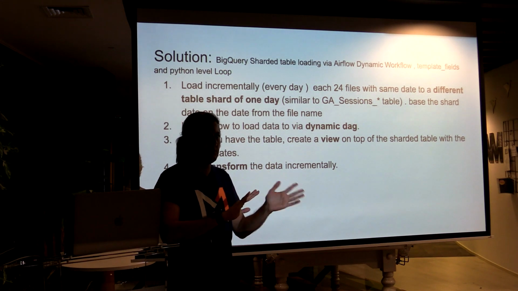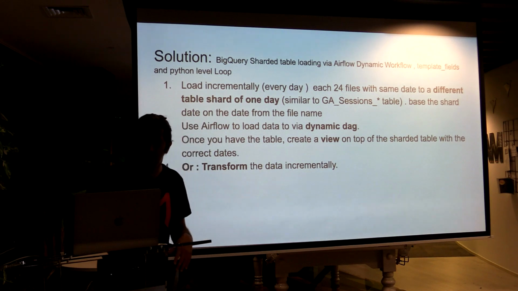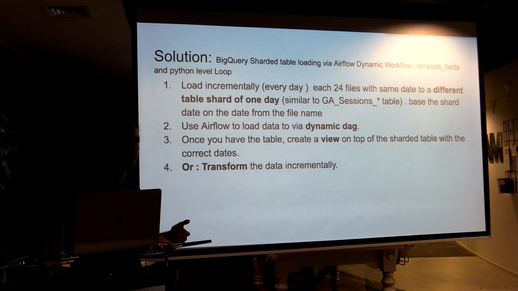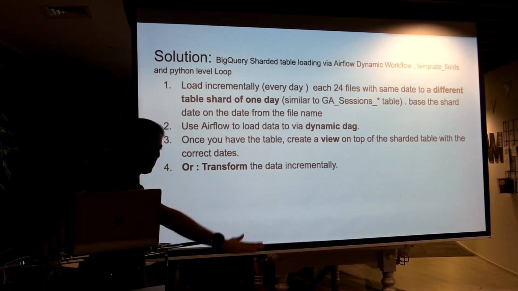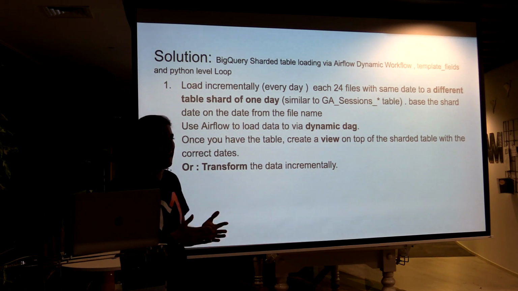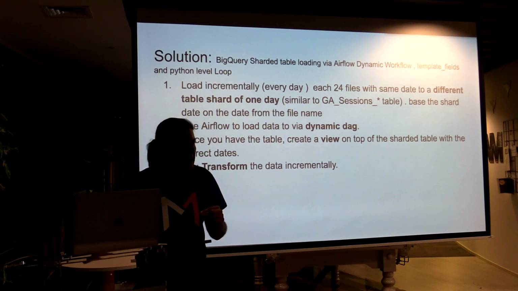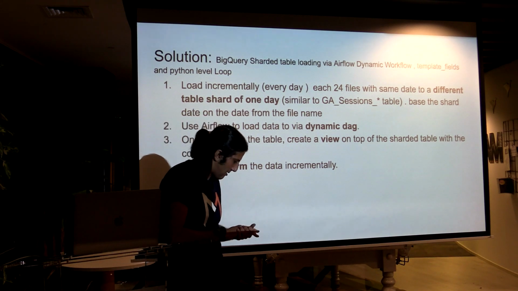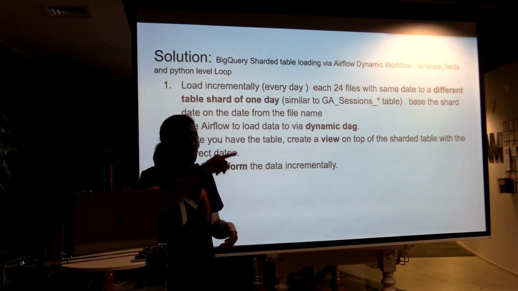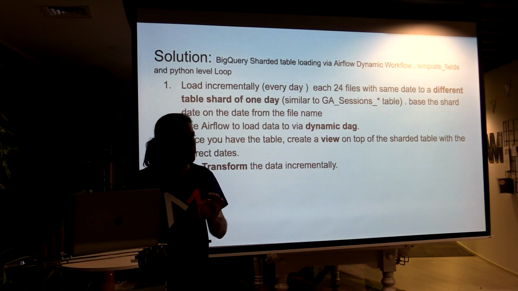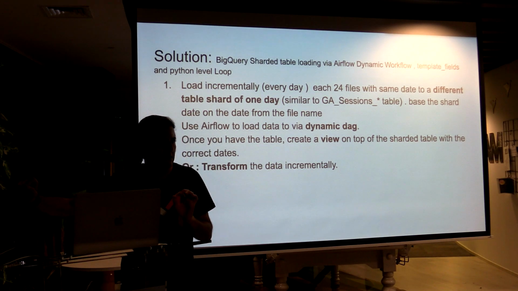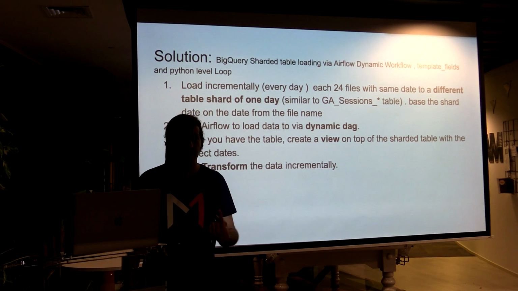So a table which is partitioned is one table with many partitions per date. A sharded table is actually a table of tables. There's a table for each day. So when you query the data, you just do select star from T underscore date, and then you get one partition of one day.